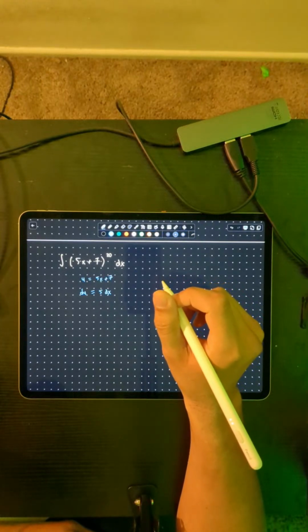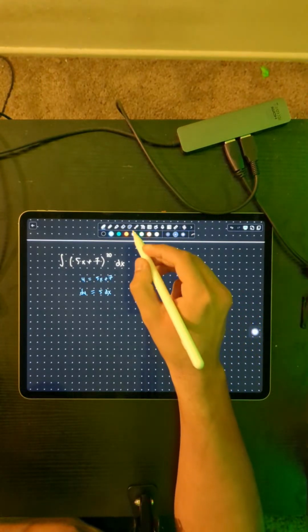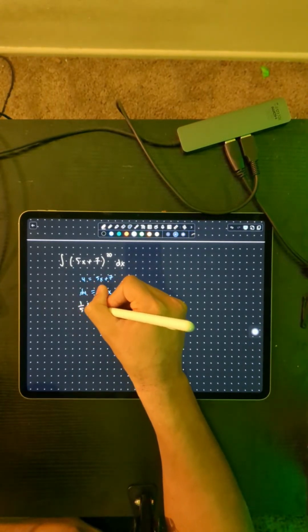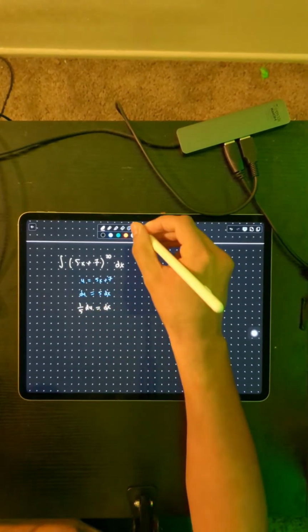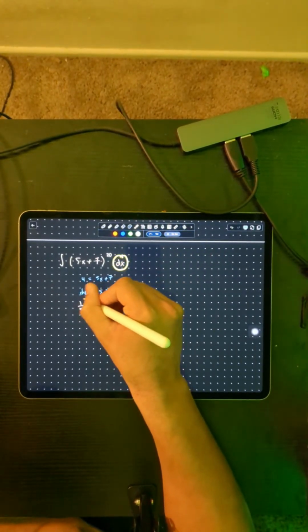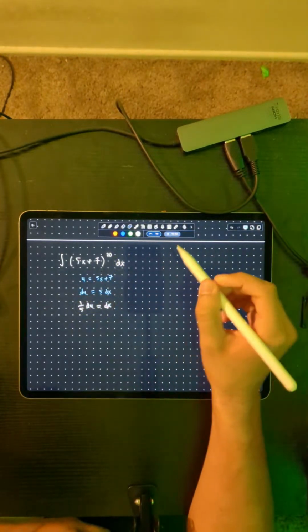The only thing I have to do this time is solve for dx by itself, so dx equals 1/5 du. Why? Because we have this dx term here, so I have nothing to replace for du here.